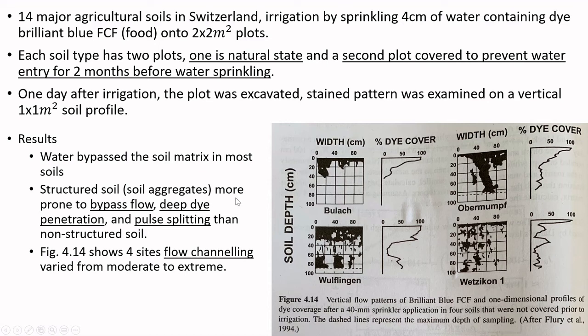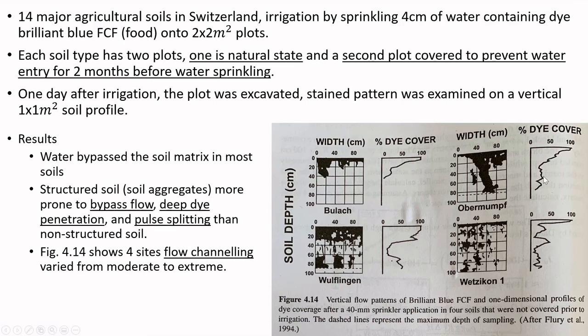Structured soil aggregates are more prone to bypass flow. So the flow does not happen uniformly throughout the soil. It flows more in certain areas than in other areas. That is an indication of some kind of preferential flow. Structured soil is more prone to bypass flow and deep dye penetration. You can see that deep dye penetration is actually happening. For example, in this case you have a deep dye penetration, but here not much penetration is happening.